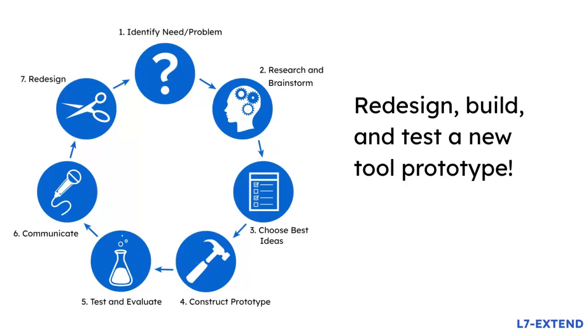For the optional Extend, you can have students go to Step 7 of the engineering design cycle. You can give them more materials and allow them to redesign, build, and test a new prototype.